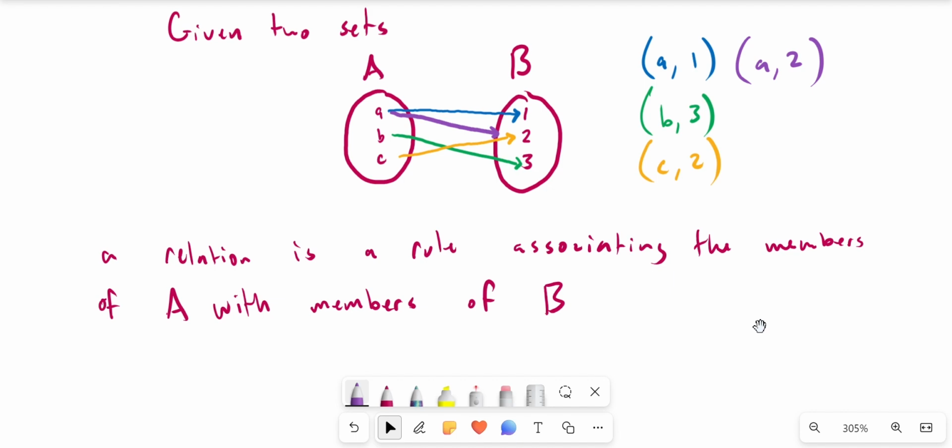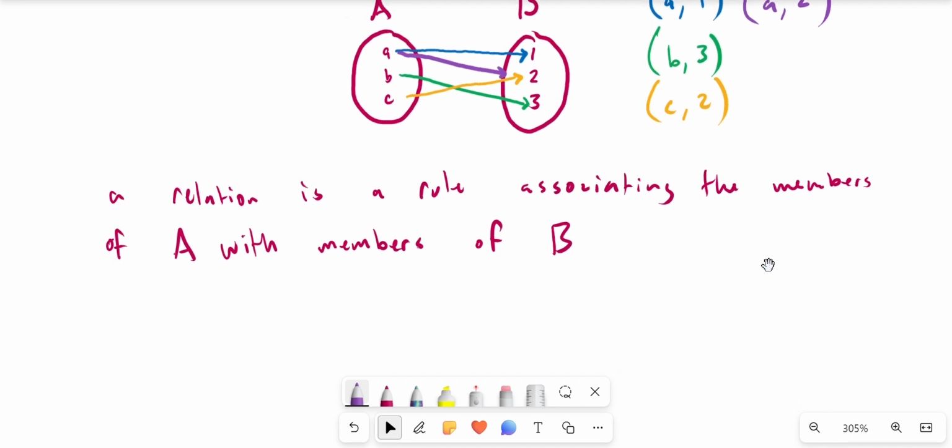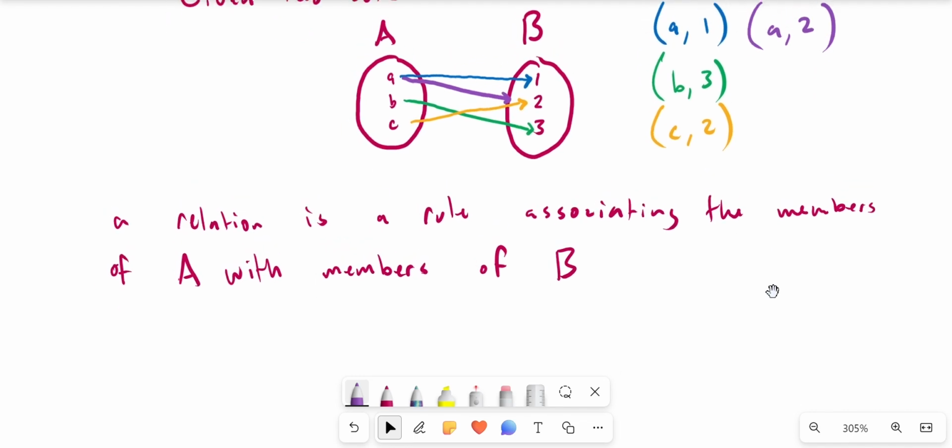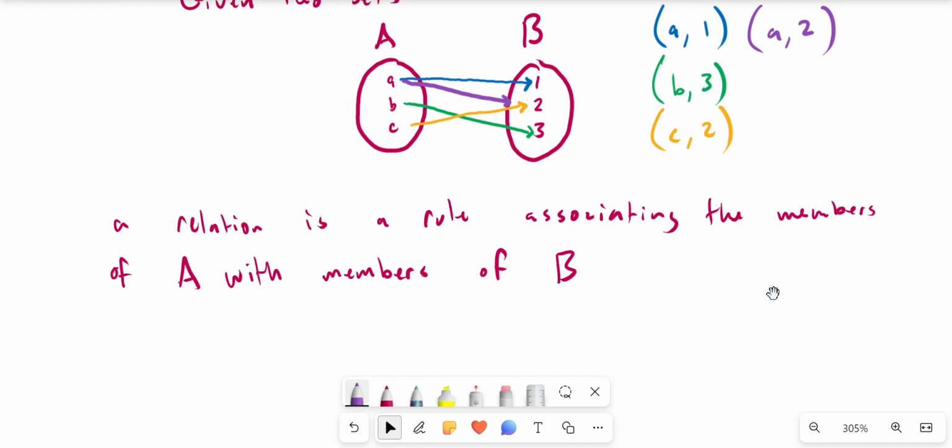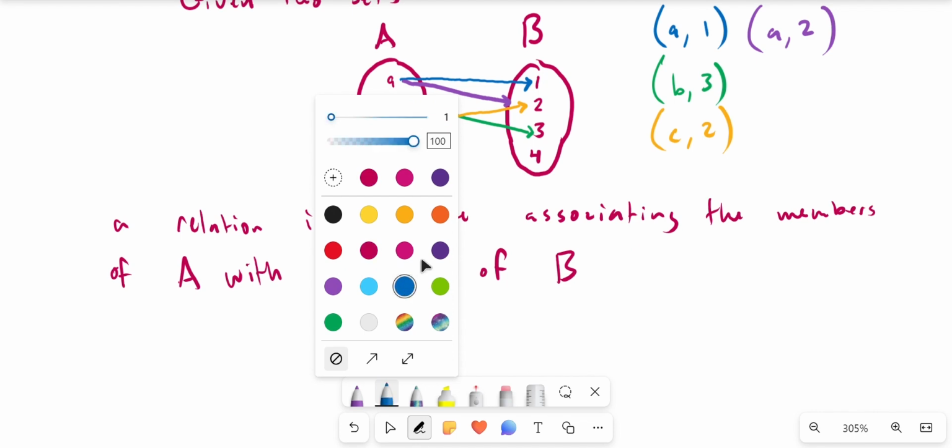Now that, depending on one's definition of a relation, may or may not be true. But for the rules that we're going to talk about, every element of the first set will be associated with an element of the second set. Now, for the purpose of our discussion, I'm going to make B just a little bit bigger. Maybe B has this other element 4, and no element from A got mapped to 4. That would be okay. That's still a relation. It doesn't have to hit all of B.